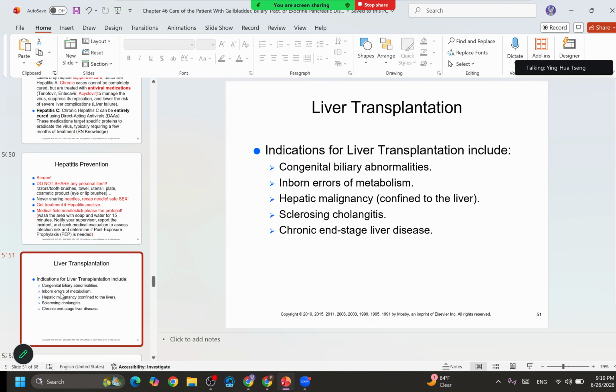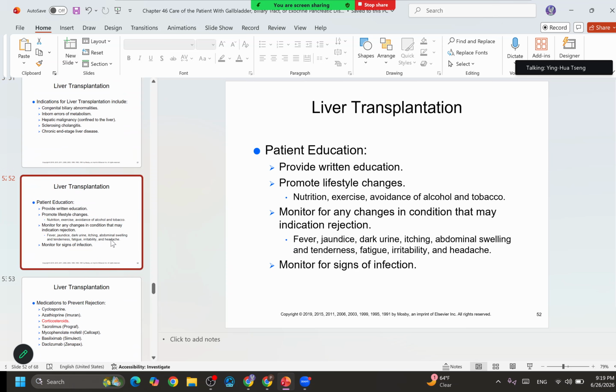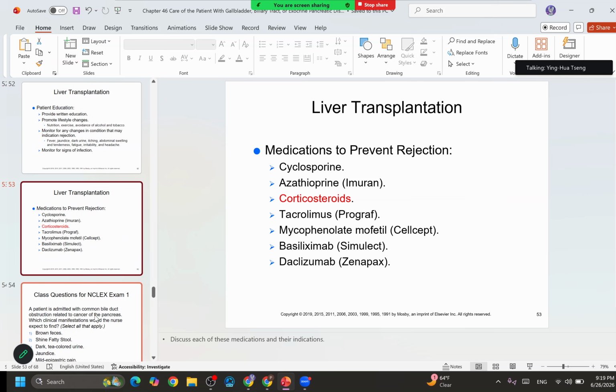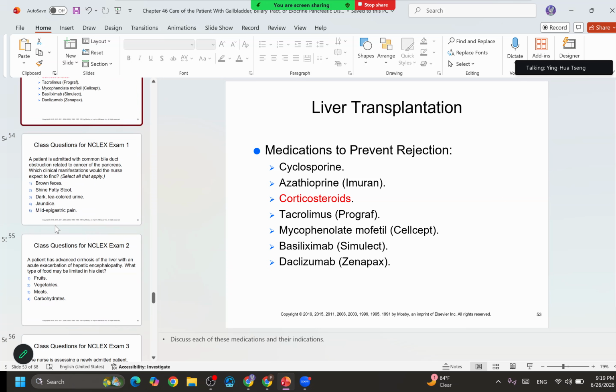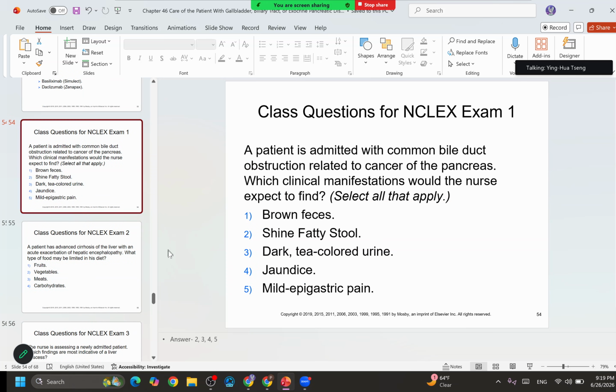All right. Liver transplantation is the same as other transplantation, nothing fancy. Okay, so you can read it by yourself. For transplantation, we use corticosteroids. This is also one of the super questions. We use antidepressant medication, immune system suppressing medication, right? Also corticosteroids. Okay, let's do some practice for the exam, and then I can say goodbye to you.